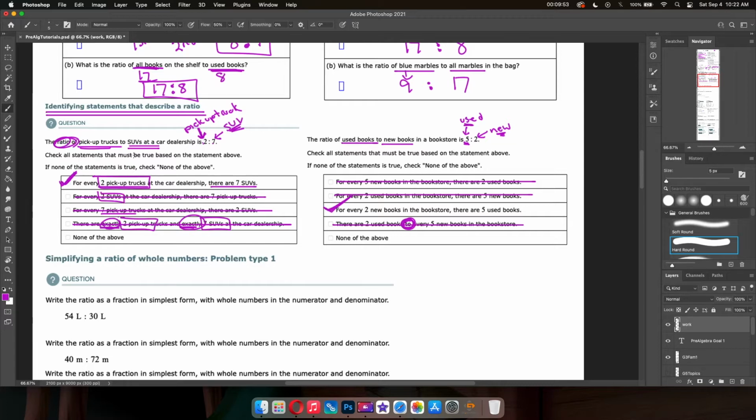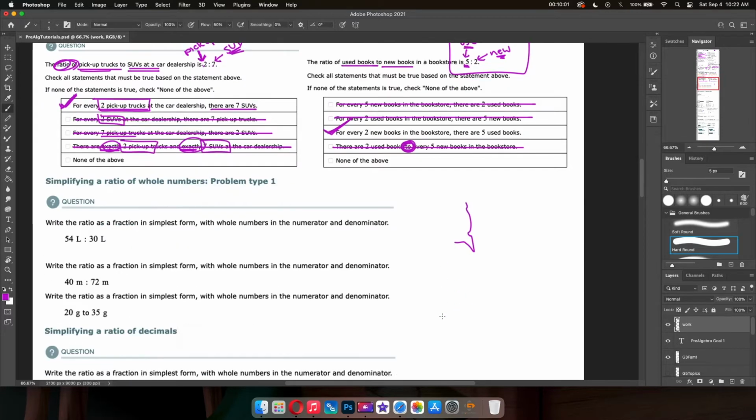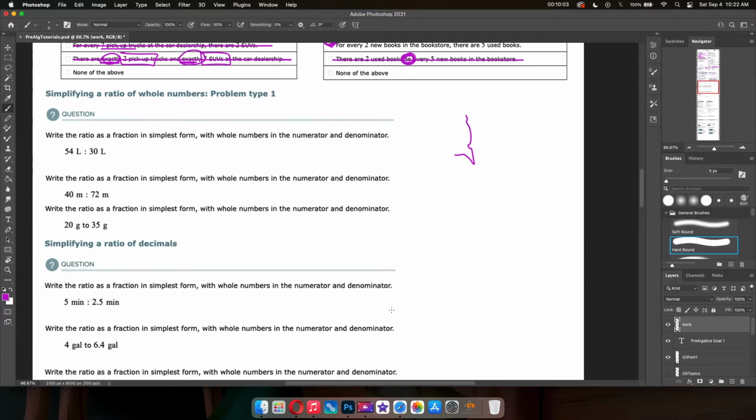So this one is less of a topic and more of a wording. So long as you're labeling your numbers to the key words of whatever sentence they give you, this one shouldn't give you much challenge. Now we start getting into the actual math part of this.